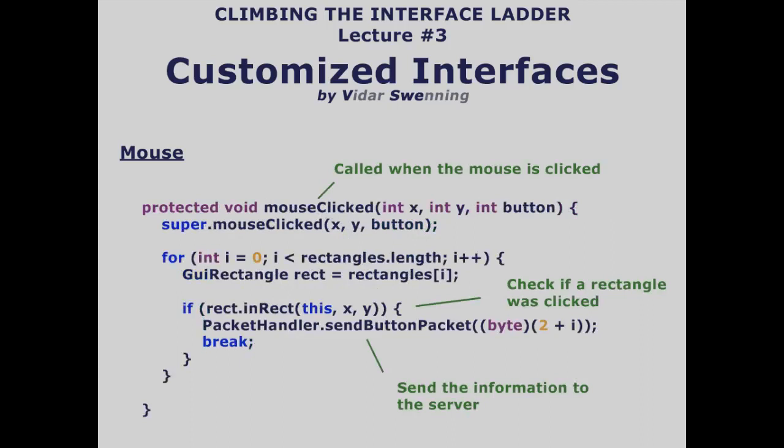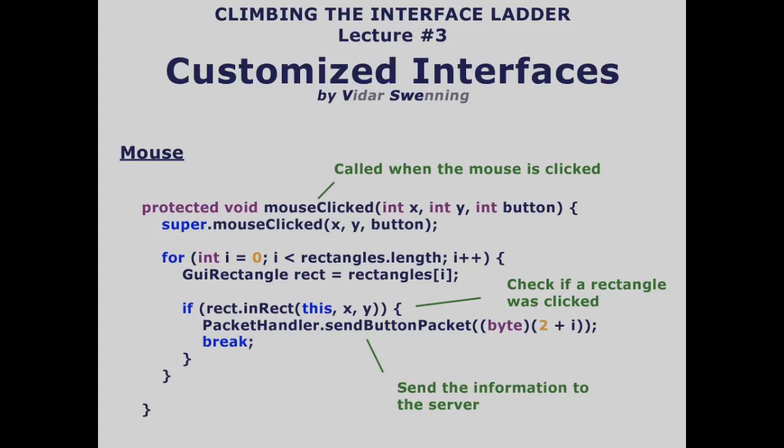Then we use this for drawing things as well. We use it in draw container background layer, but we also use it here in a method called mouseClicked. So here we can get information about when the mouse has been clicked. We have X, Y, and button. Button is 0 for left click, and 1 for the right one. And here we just loop through and check if it's in the correct rectangle. So there we go, check if the rectangle was clicked, rect.inRect there.